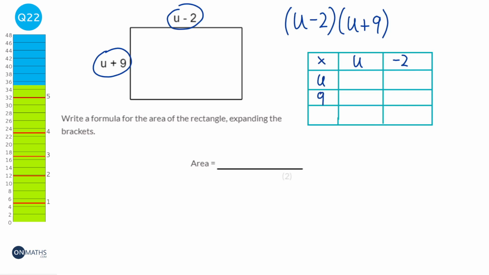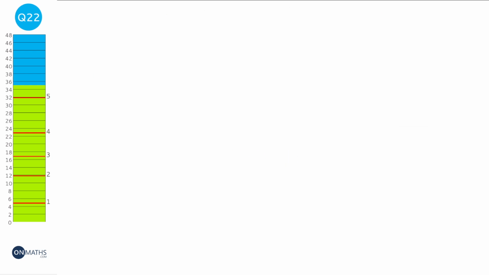And so we've got u times u, which is u squared, u times minus 2, which is minus 2u, 9 times u, which is 9u, and 9 times minus 2, which is minus 18. Normally we're going to be able to add these ones together. So our answer will be u squared, and then 9u plus minus 2u, which is just 9u take away 2u, which is 7u. So plus 7u, and then minus 18 at the end.